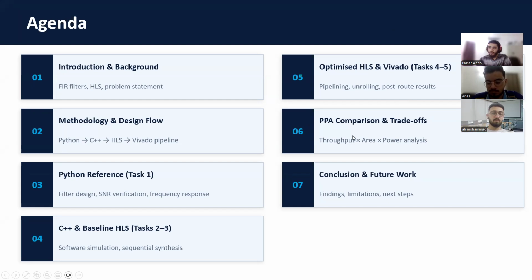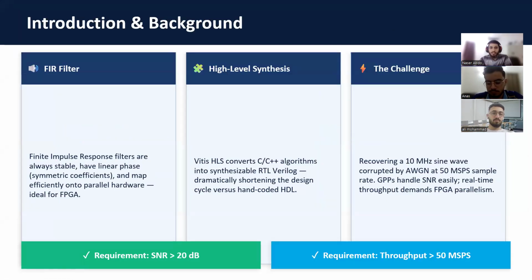The problem was simple. A 10 megahertz signal corrupted by noise that we need to recover in real time. We used an FIR bandpass filter because it has a linear phase and maps well to FPGA hardware. We had two hard requirements: SNR above 20 dB and throughput above 50 megasamples per second. A regular CPU handles the SNR easily, but real-time 50 megasamples per second is where you need an FPGA. So, next slide.